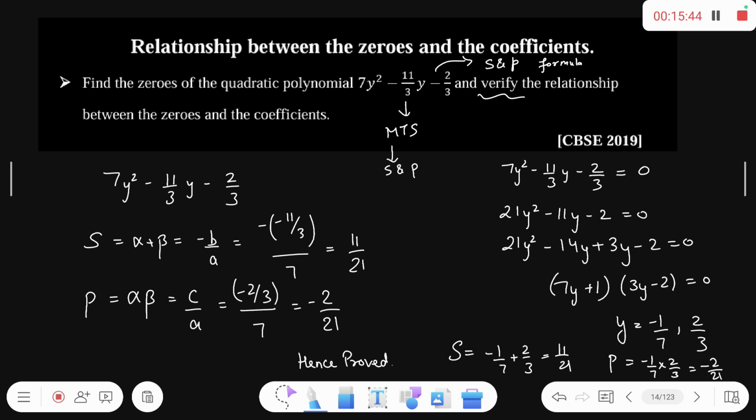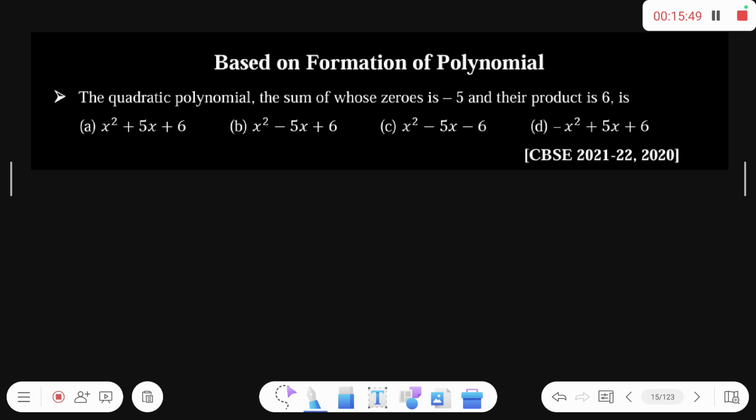You will definitely get one question from this topic. Next is based on the formation of a polynomial: the quadratic polynomial whose sum is minus 5 and product is 6. Sum is equal to minus 5, product is equal to 6. So the equation is x square minus sum into x plus product, and the equation becomes x square plus 5x plus 6. So the answer is A.